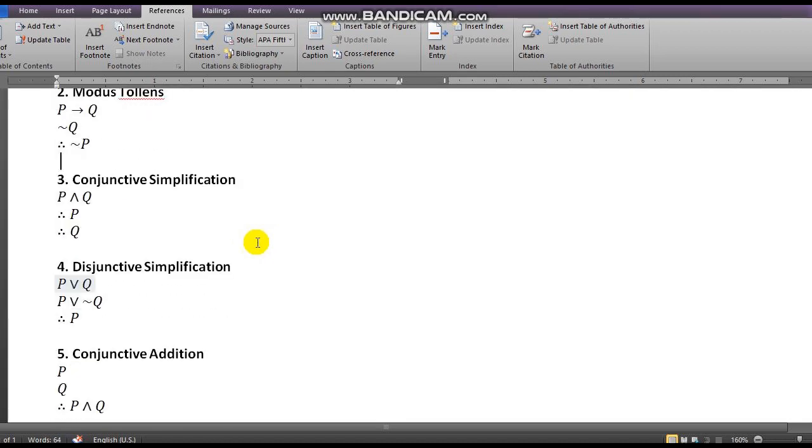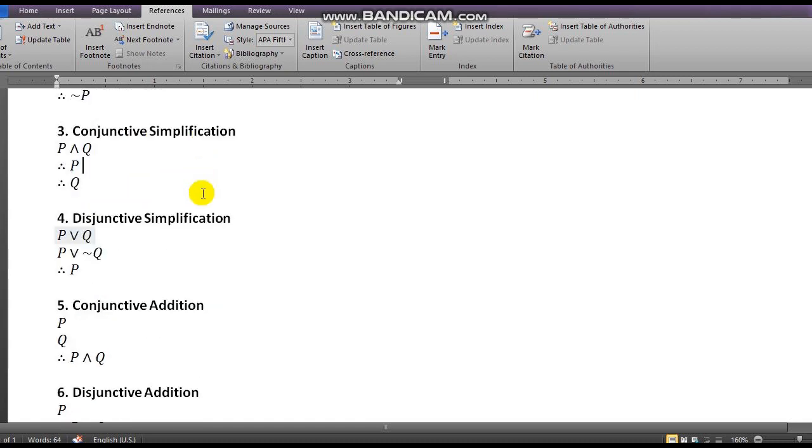For the third rule, we have conjunctive simplification. Conjunctive simplification makes use of the operation AND, P and Q. We can simplify P and Q by removing one of its statements. So if P and Q is true, it means that P is true and Q is true as well. So we can separate the conjunction.